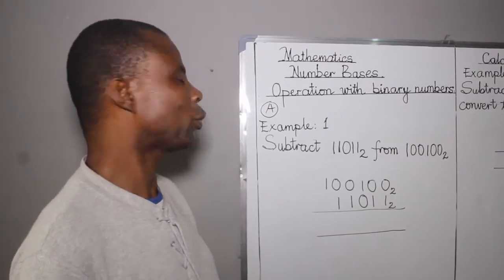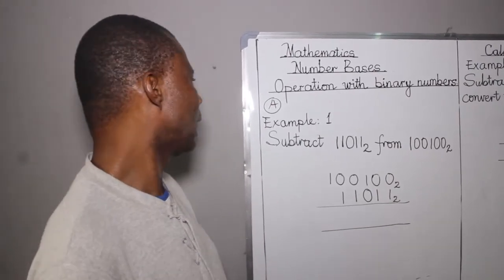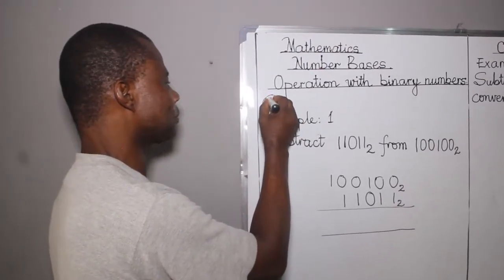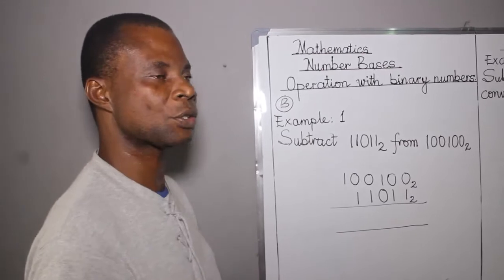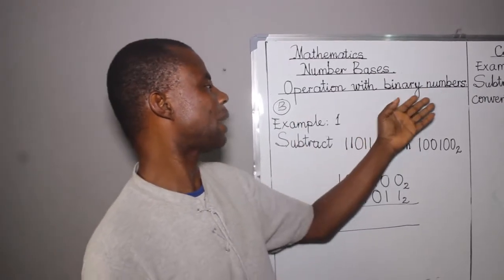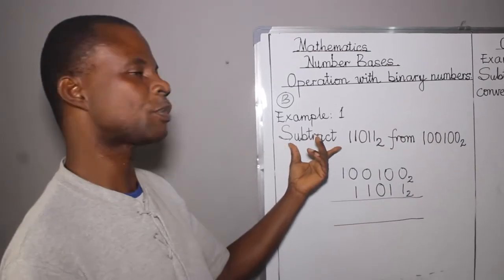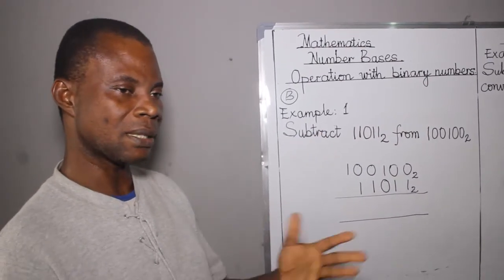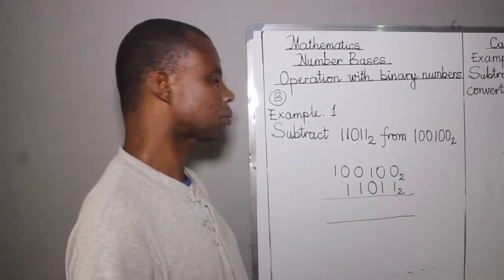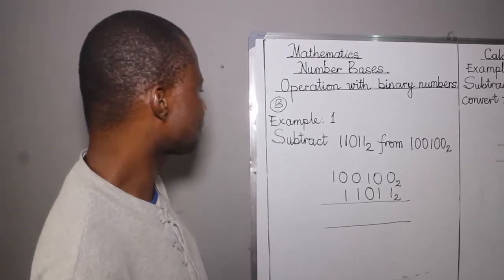This morning, we're going to move further, and this is going to be on section B. Section B has to do with operations with binary numbers, and we're going to look at subtraction. That is, take away, decrease the number given, and that is minus.